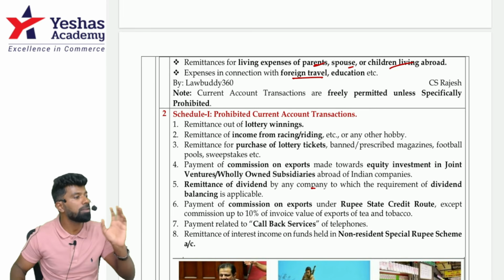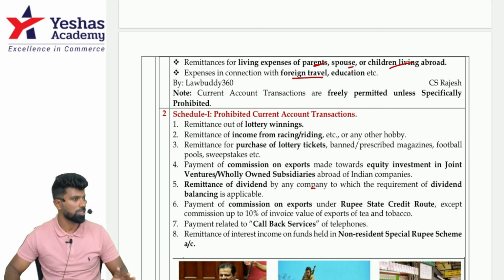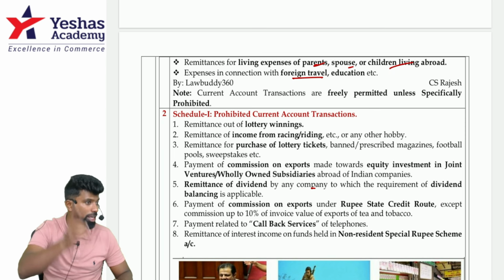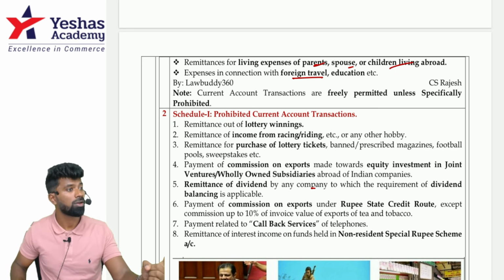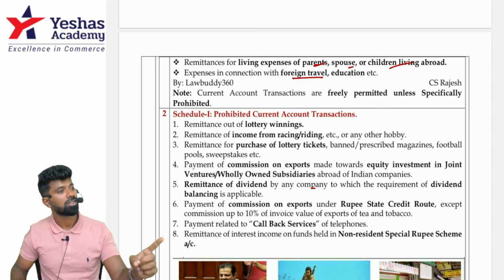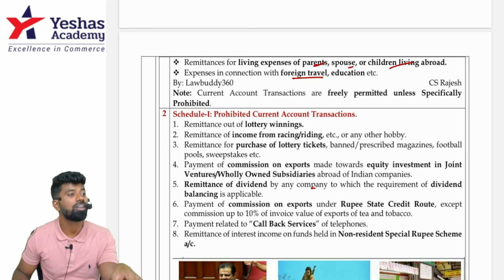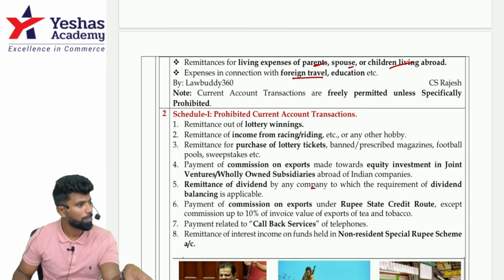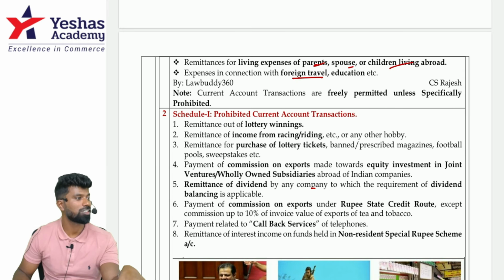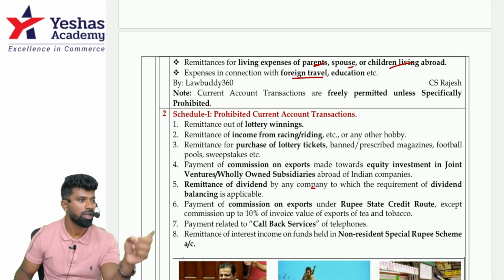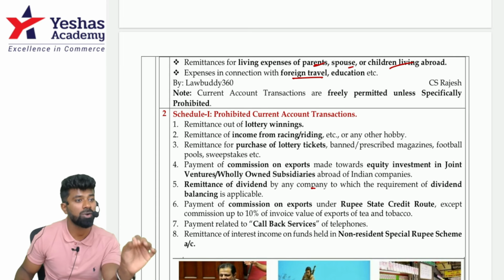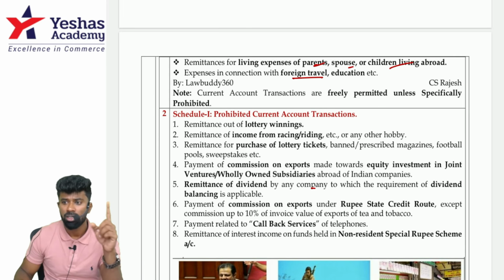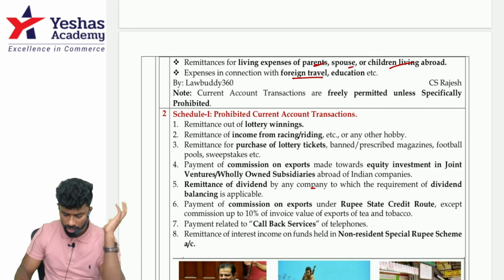If you have earned any money by racing or horse riding or hobbies, can you remit that money? No. It is prohibited. As per which schedule, of which act? FEMA. Of which transactions? Current account transactions. What is the first one? Remittance out of lottery winnings. Second one, remittance out of horse racing, trading, or any other hobbies.